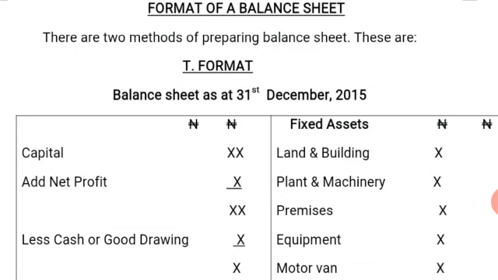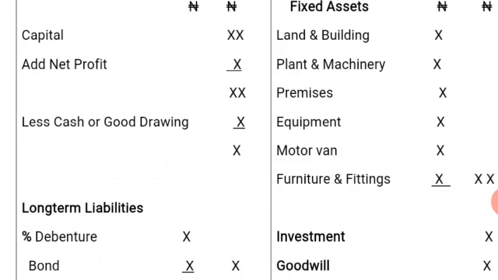Now, to illustrate the format of a balance sheet: Balance sheet as at 31st December 2015. We have the left hand side and the right hand side. On the left hand side, we have the capital. You will add the net profit to it. But if the business has a net loss in its trading activities, you will less the net loss from capital. So capital, add net profit or less net loss. Then less cash or goods drawing. So drawing is going to be deducted from it.